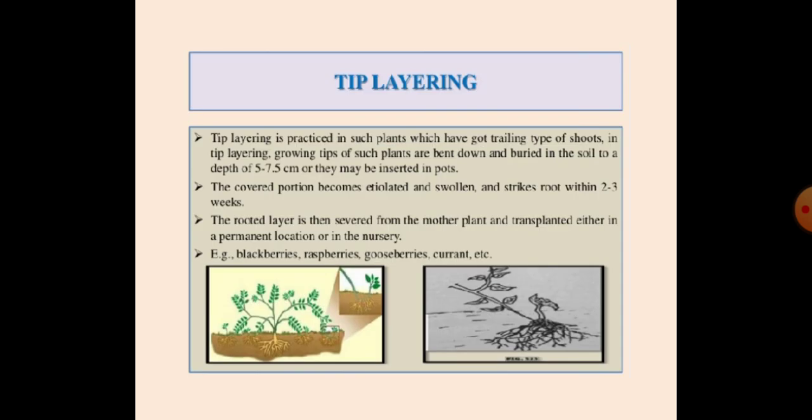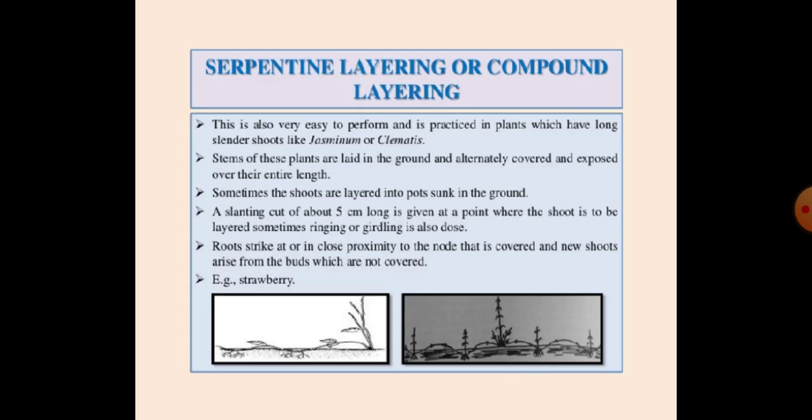Then tip layering. Tip layering is practiced on plants which have trailing shoots. The covered portion becomes swollen and etiolated, and roots form within 7 weeks. The rooted layer is then severed from the mother plant and transplanted either in a permanent location or in the nursery. An example is blackberries. Then serpentine layering or compound layering.